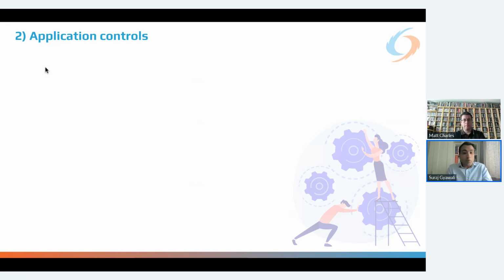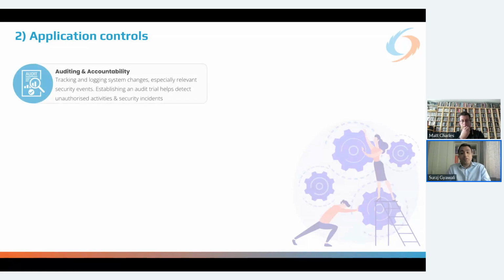That can be done by awareness, education, and training. Implementing processes and application control requires investment. That's why we need to get the leadership team on board. Yeah, let's talk about the essential application controls to embrace security by design.